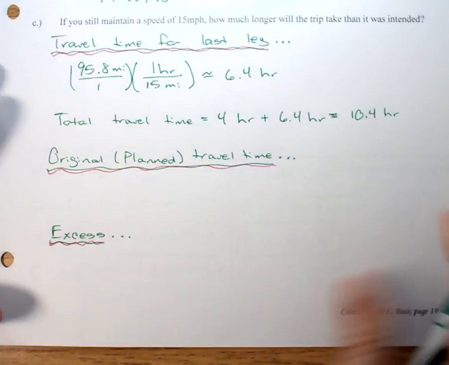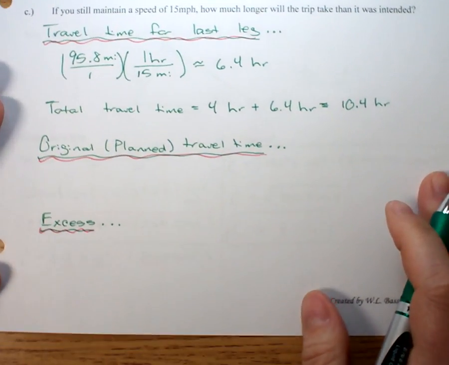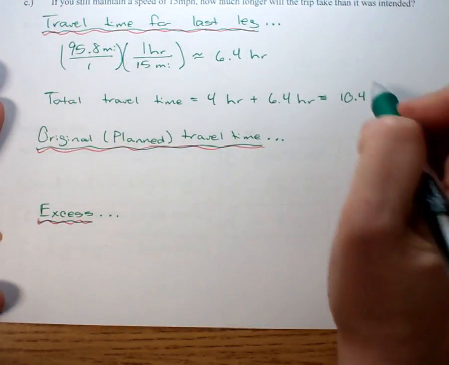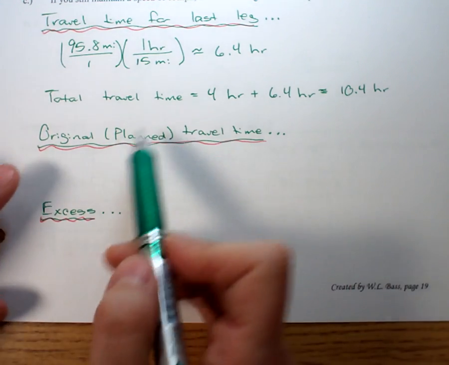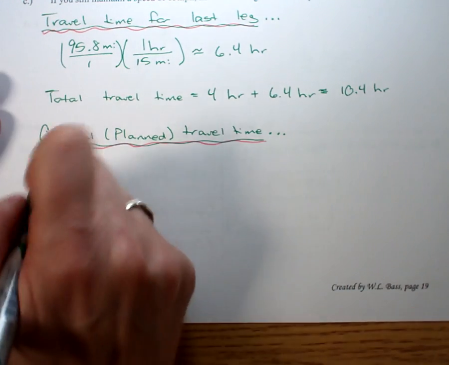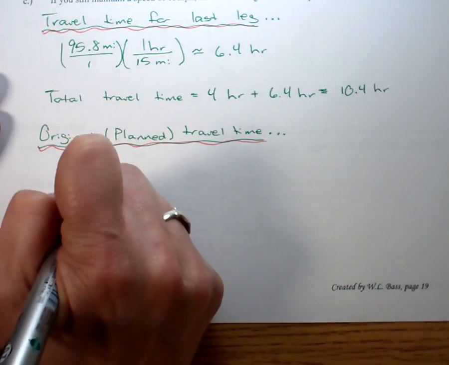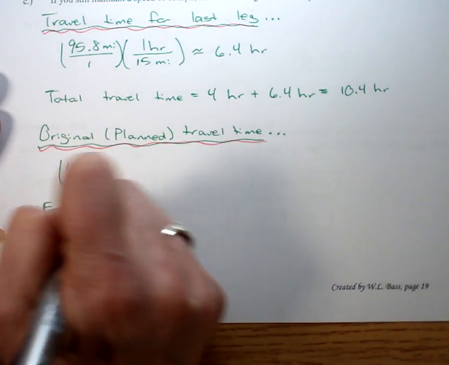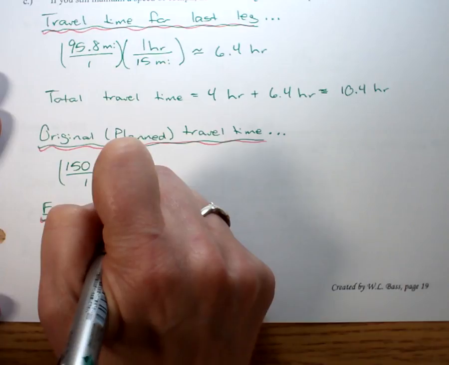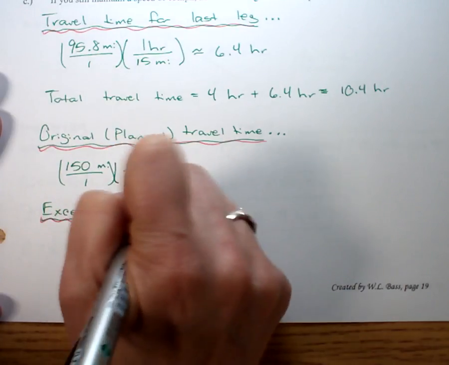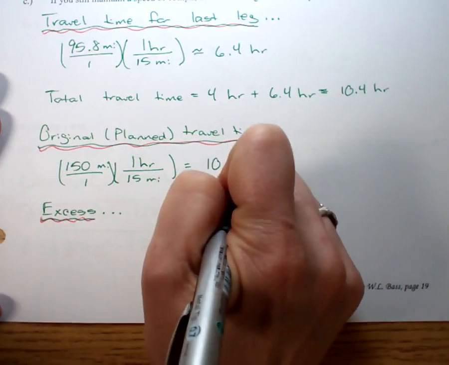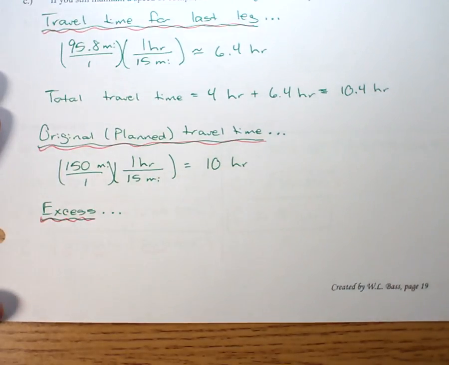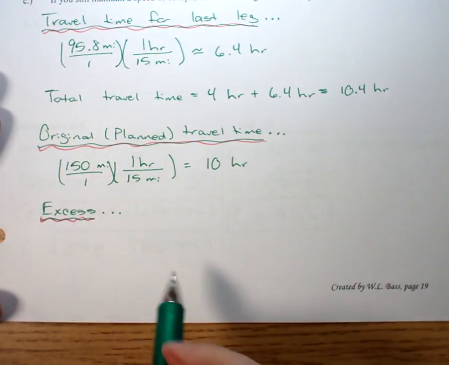I'm really feeling like we should have gotten on an airplane for this trip, because that seems like a really long time to just be riding along on a boat. But, you know, maybe that's okay with you. The original planned one was 150 miles, and that was 15 miles per hour, or a nice 10 hours. Again, I really feel like an airplane would have been a good choice.